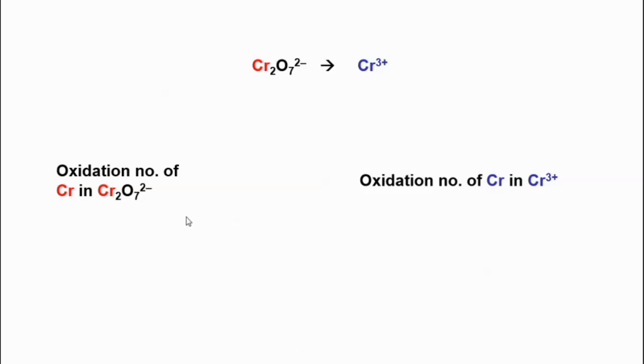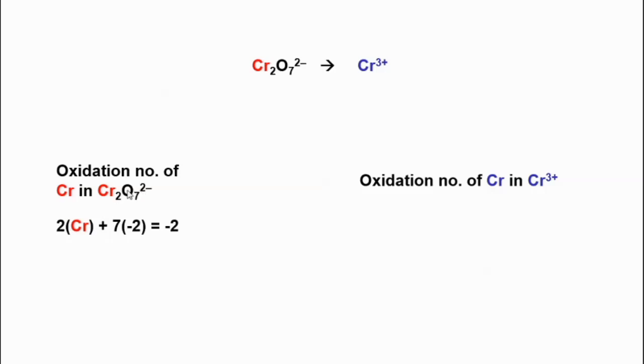Firstly, let's calculate the oxidation number of chromium in dichromate. Actually, you have learned this before during your SPM. So how to determine the oxidation number for chromium in dichromate? If we look at the molecular formula of dichromate, there are 2 moles of chromium in 1 mole of dichromate ion. So since there are 2 moles of chromium, here we need to multiply chromium by 2.